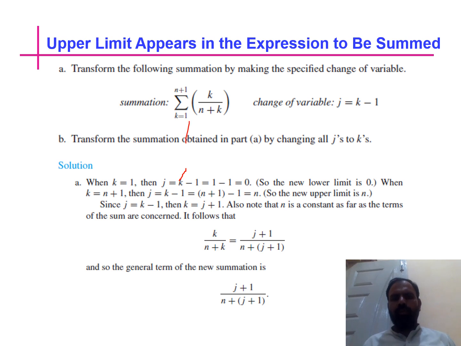And when k is equal to n plus 1, then j is equal to k minus 1. We put the value of k, n plus 1 minus 1, so this will become n. So the new upper limit is n. Since j is equal to k minus 1, then k is equal to j plus 1. And also we note that n is a constant as far as the terms of the sum are concerned. It follows that k over n plus k will become j plus 1 over n plus j plus 1. And so the general term of the new summation is j plus 1 over n plus j plus 1.